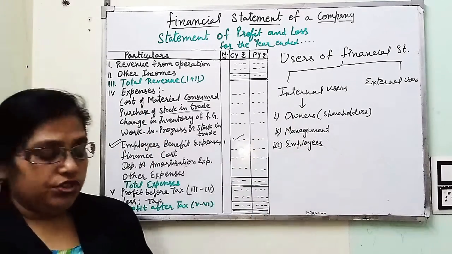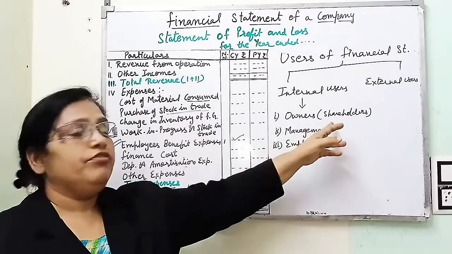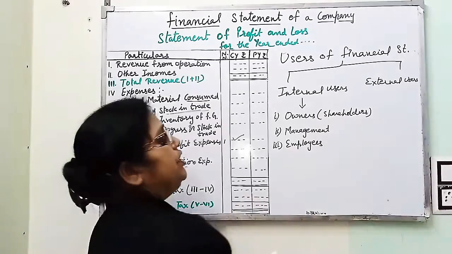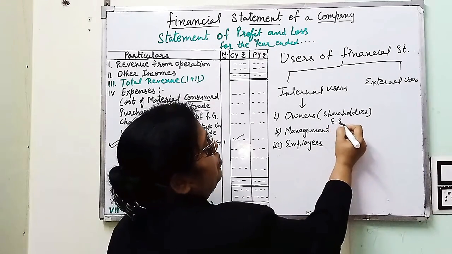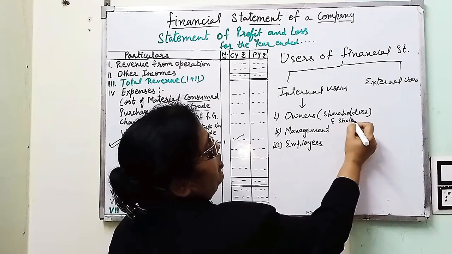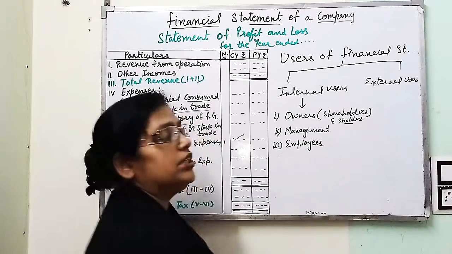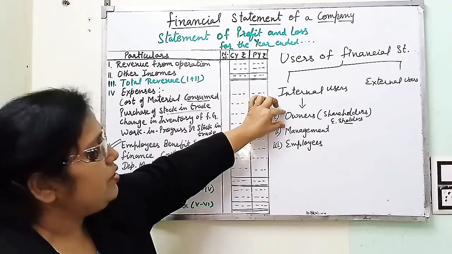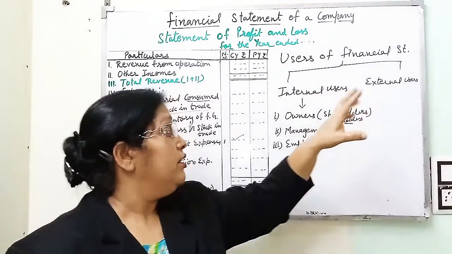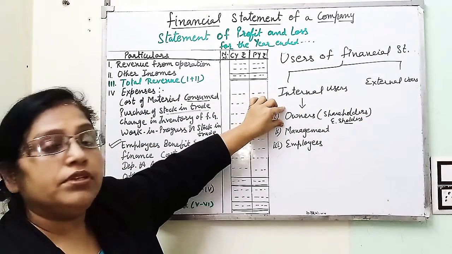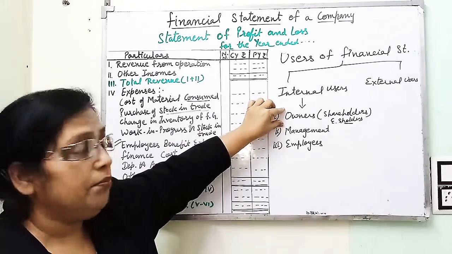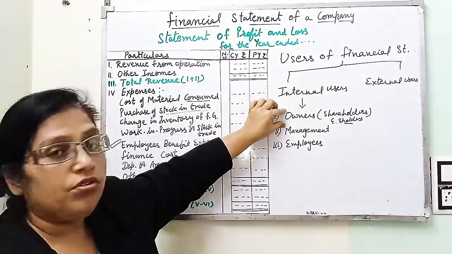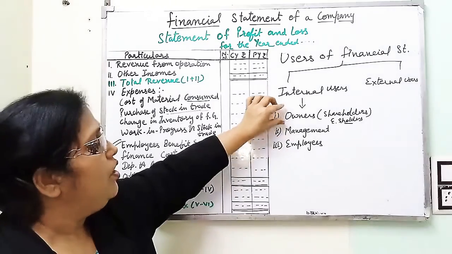First is owners or shareholders. They are the real owners of the company. Shareholders means equity shareholders, because equity shareholders are the real owners of the company. They are interested to know the financial statement. The reason being, they are the persons who have invested money in the company, so they must know the earning capacity of the business.